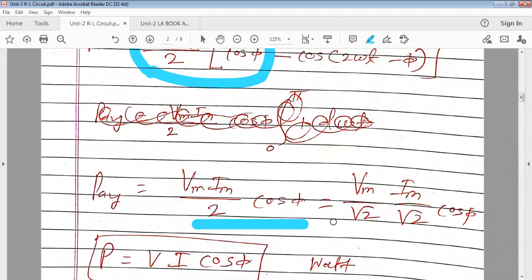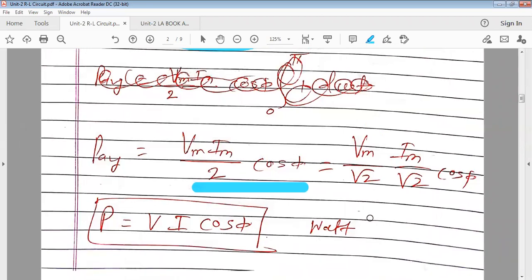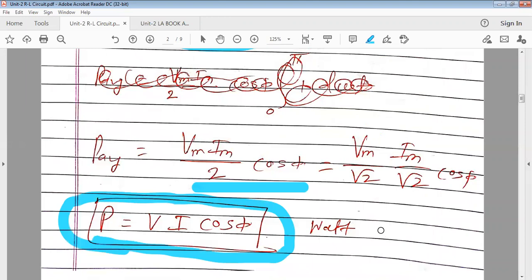Vm Im by 2 we can write as Vm by root 2 into Im by root 2, and Vm by root 2, Im by root 2 are Vrms and Irms, and this one is cos phi. So what is the formula we are getting for active power? Whatever we have derived, average power capital P, the formula is VI cos phi, unit is watt. It is called true power, real power, active power, power dissipated, power consumed.